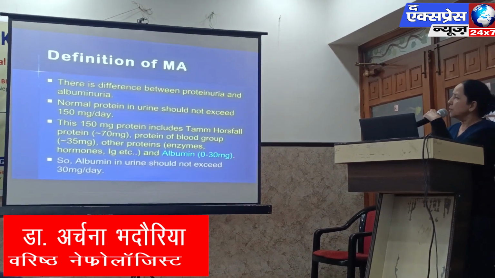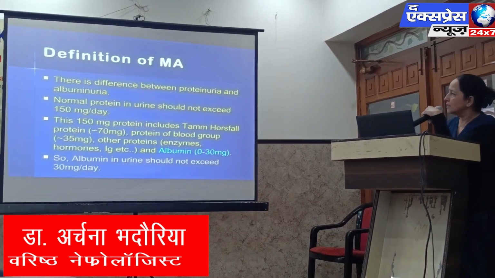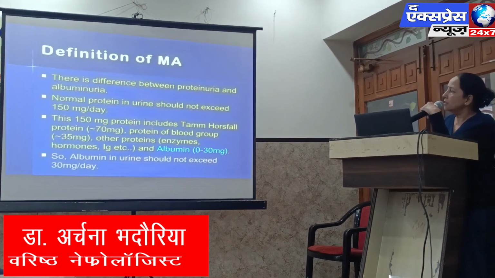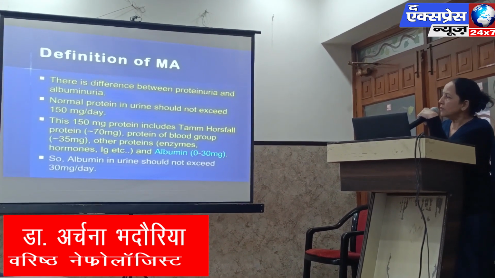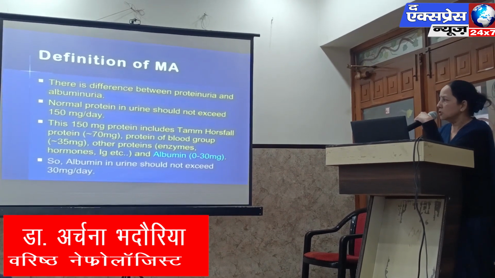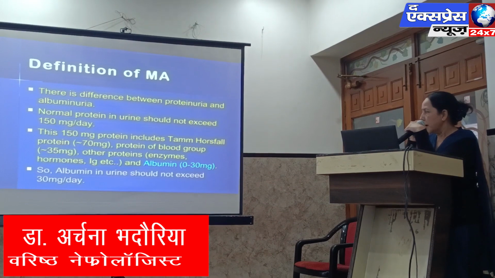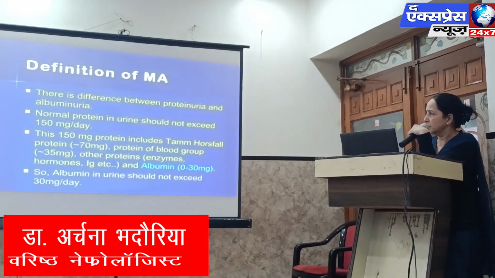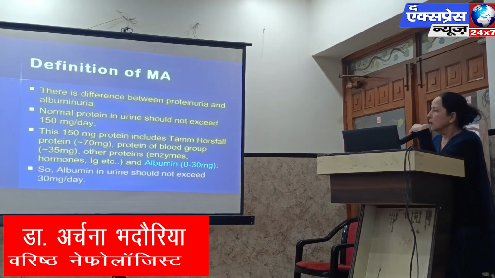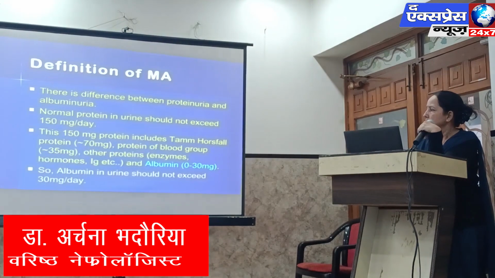There is a difference between proteinuria and albuminuria, as is understood by the name itself. Normal protein in the urine should not exceed 150 milligrams per day. This 150 milligrams of protein includes Tamm-Horsfall protein, proteins of blood group antigens, other proteins, and albumin constitutes only 0 to 30 milligrams of this whole 150 milligrams. So albumin in urine should not exceed 30 milligrams per day.